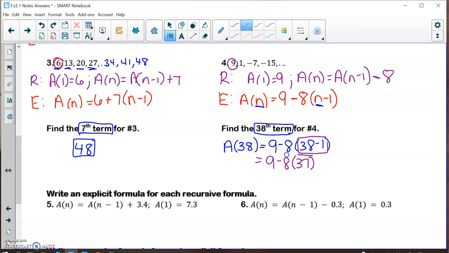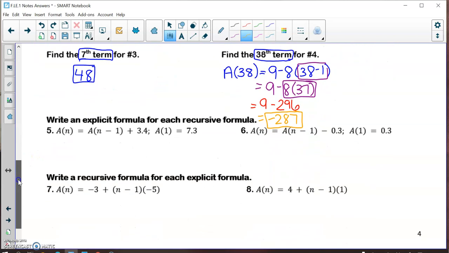Next, we're going to do the multiplication. So I really have a 9 minus an 8 times a 37, and in my calculator that is a 296. And then lastly, we simplify a 9 minus a 296 to get a negative 287. That is the 38th term of the sequence for number 4.